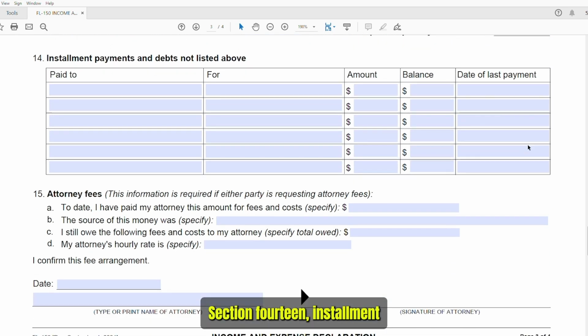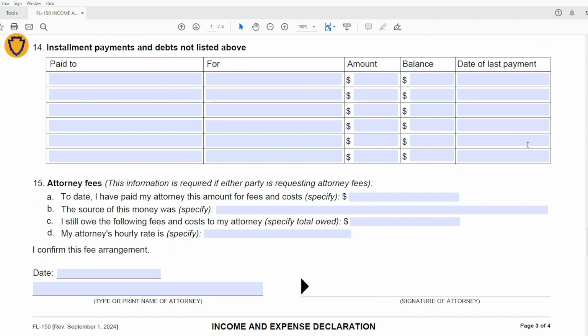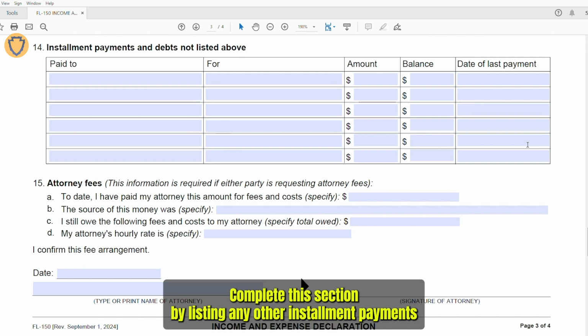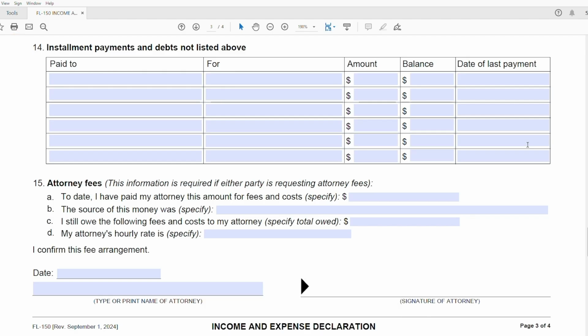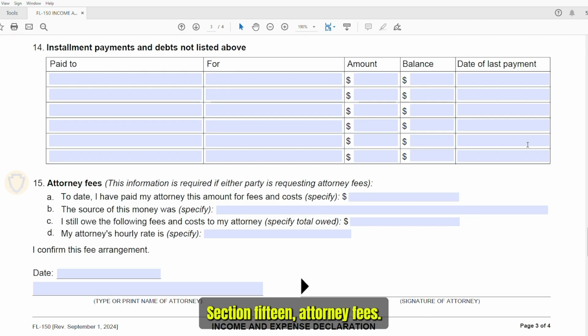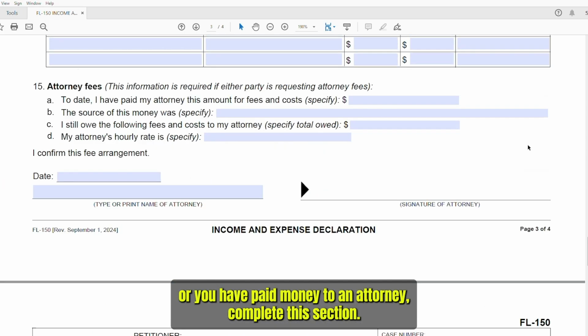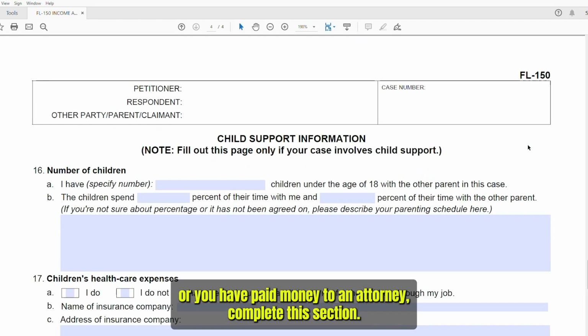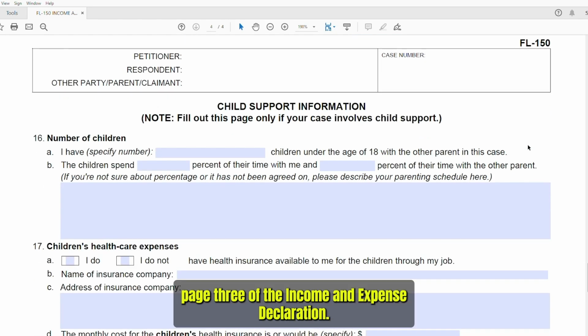Section 14. Installment payments and debts not listed above. Complete this section by listing any other installment payments that were not included in Section 13. Section 15. Attorney fees. If you are represented by an attorney or you have paid money to an attorney, complete this section. If not, leave blank. That completes page 3 of the income and expense declaration.